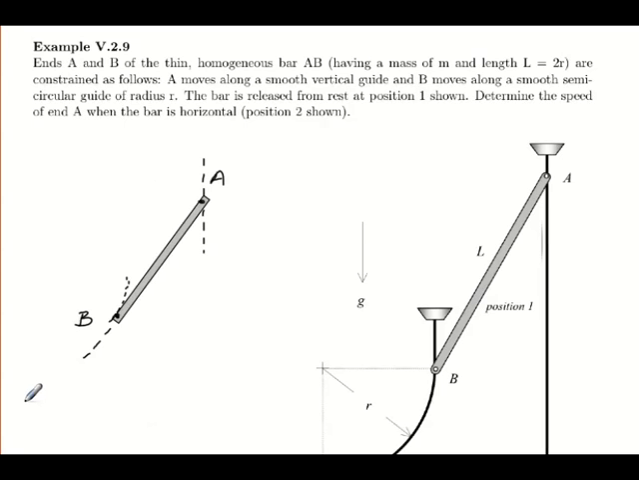Work energy equation, change in speed, change in position. FBD, we need it to figure out work. So the forces acting on bar AB is going to be a normal force here at A. It's going to be a normal force at B. Surfaces of the guides are smooth, so there's no friction. And there is a weight force of mg.